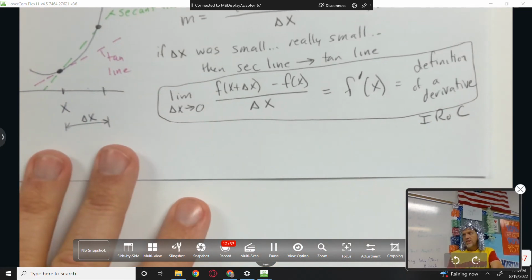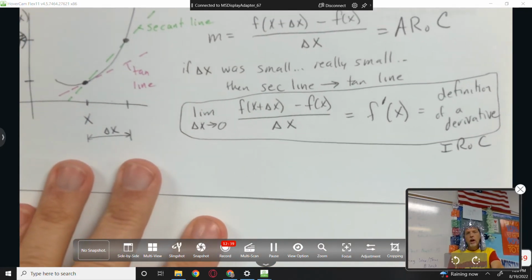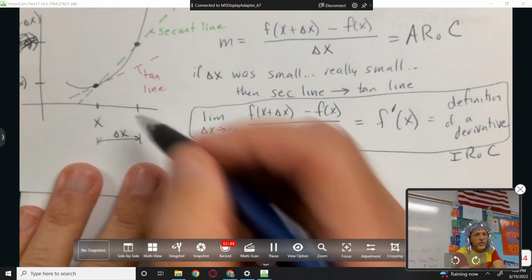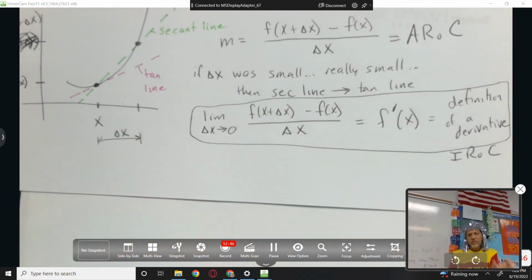Yes, sir? What's delta x? It's the space between the two points for our slope. It's just the measure of how far that is. And we want it to get smaller and smaller and smaller so that our secant line becomes our tangent line.